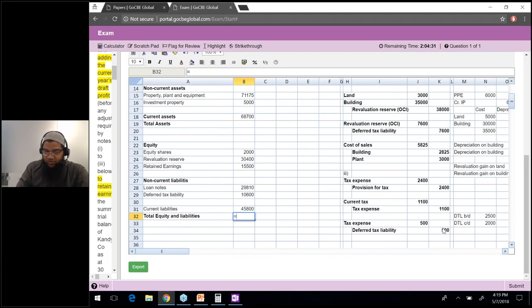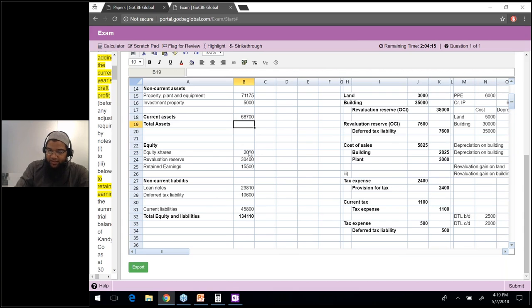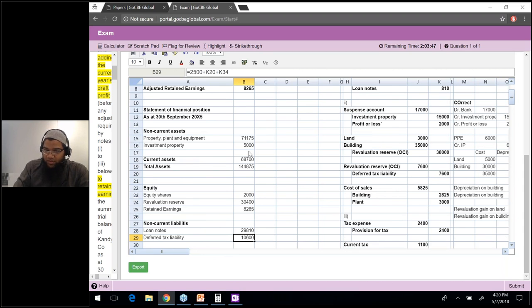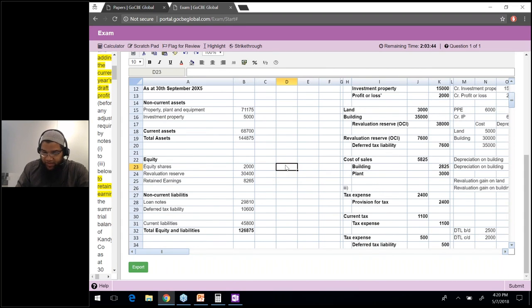Now I have actually added all of the adjustments. Now let's calculate the sum of all these values, which is 134,110. And let's calculate the sum on the debit hand side. The sum of all these values will be 144,875. So let's see. Okay, the retained earnings we have not yet updated. The retained earnings after adjustment was 8,265. So now the total is actually 144,875 minus 126,875, which is 18,000.